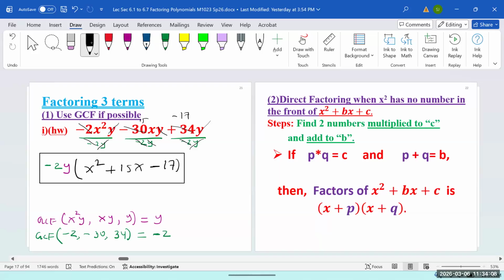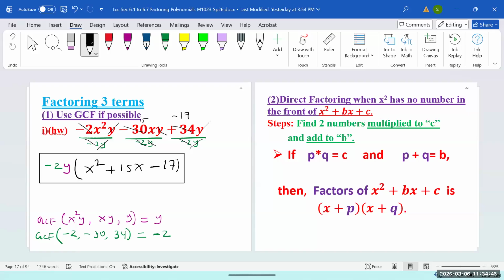Now we are going to learn how to factor this middle thing, the x squared plus 15x minus 7, if it's factorable. So our second scenario, we have x squared plus bx plus c. So it's a quadratic expression, and there is no coefficient in front of x squared. If you don't have any number in front of x squared, the way we factor is we look for two numbers. If you multiply the two numbers, the result will be c. And if you add the two numbers, the result has to be b.